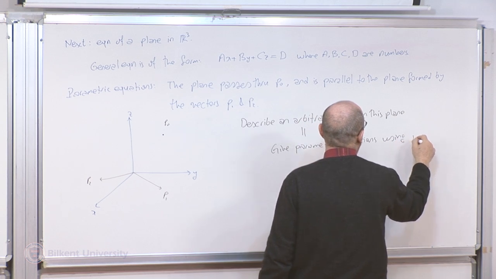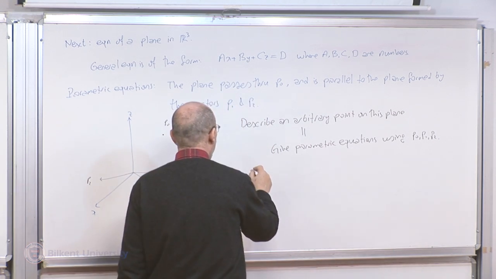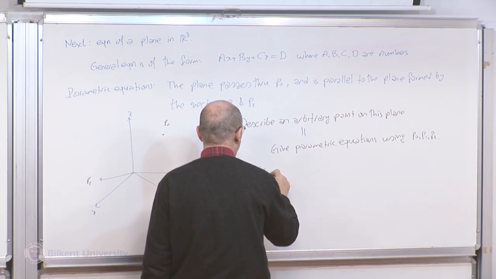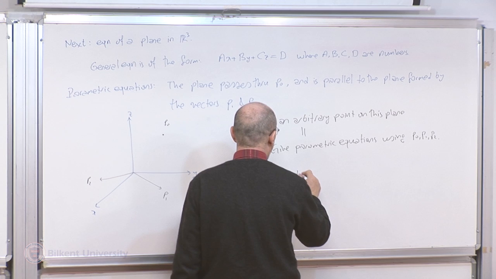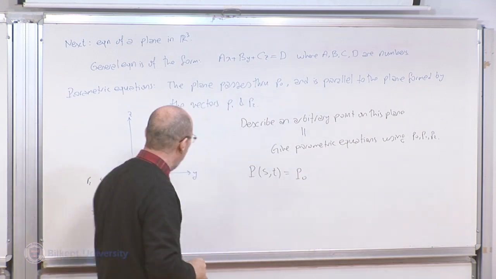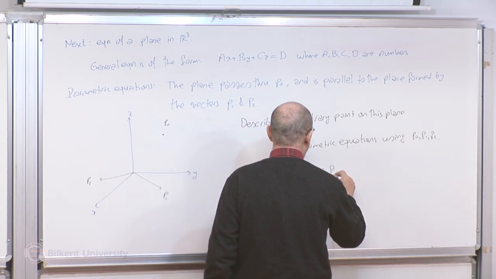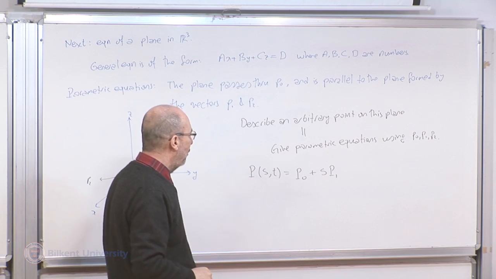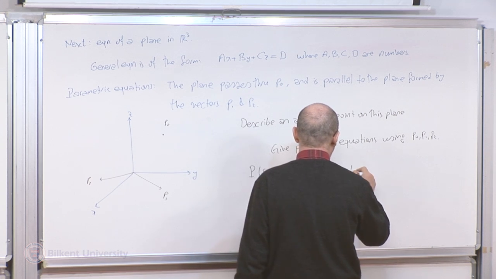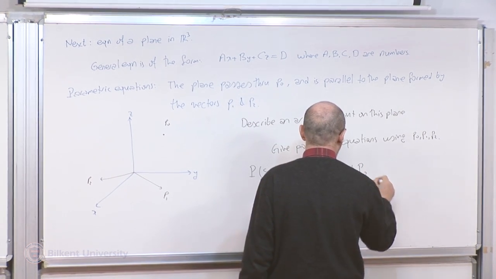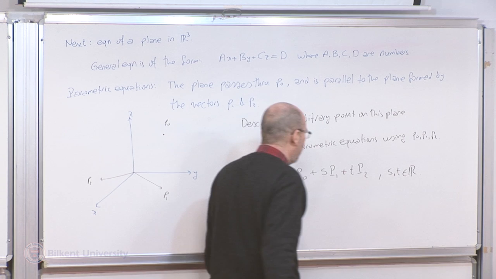This means give parametric equations using P0, P1, P2. Okay, so an arbitrary point on this plane is going to depend on two parameters because we have two directions to follow. First, you go to the vector P0. Okay, so first you go here. Now you can follow P1 by a length given by the parameter s. Okay, and then when you stop, you can change your direction and go in this direction. Here, s and t are real numbers.